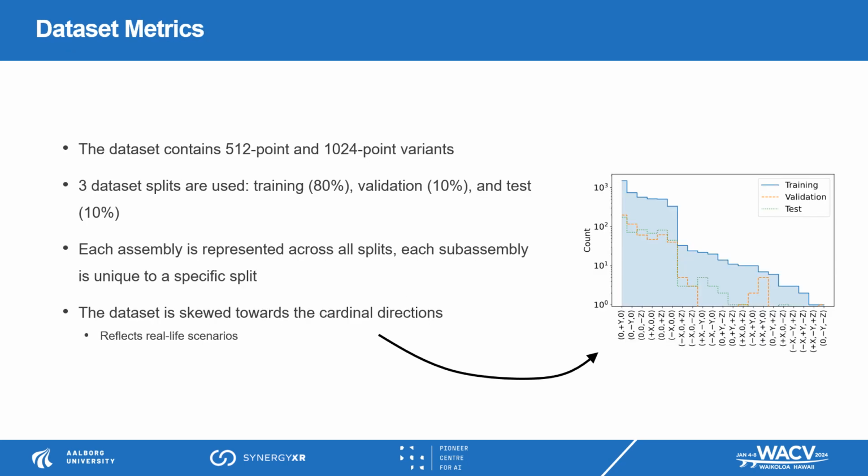The dataset contains both 512-point and 1024-point point clouds, providing a means of prioritizing either computational resources or accuracy. The dataset is divided into training, validation, and test sets, following the traditional 80-10-10 split. To avoid data leakage and contamination, each assembly is represented across all splits, but each subassembly is only represented in a single split. The dataset is heavily imbalanced towards the cardinal directions, which does reflect real-life scenarios where most part movements align with the global axes.